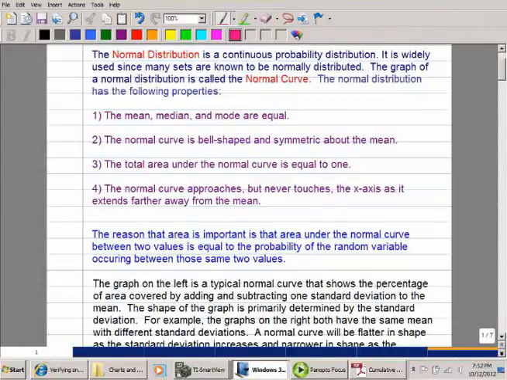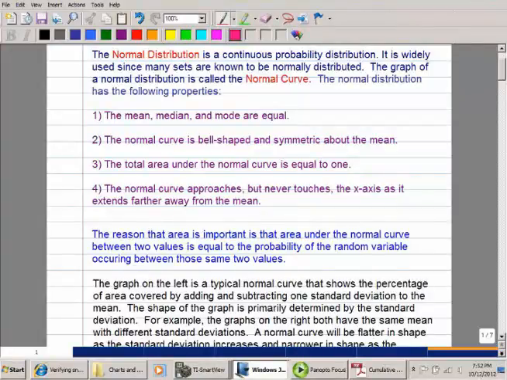Here are some properties. The mean, median, and mode are equal. The normal curve is bell-shaped and symmetric about the mean. And the total area under the curve is equal to 1. And the normal curve approaches but never actually touches the x-axis as it extends farther away from the mean.